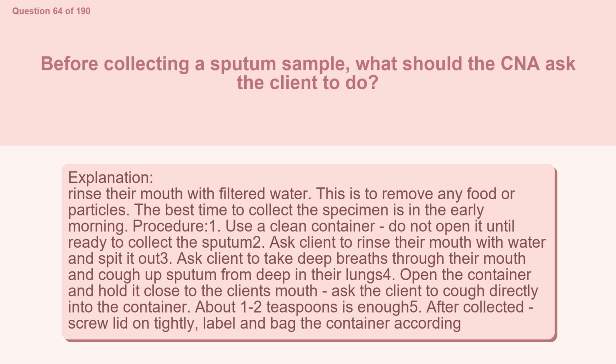Procedure. 1. Use a clean container, do not open it until ready to collect the sputum. 2. Ask client to rinse their mouth with water and spit it out. 3. Ask client to take deep breaths through their mouth and cough up sputum from deep in their lungs. 4. Open the container and hold it close to the client's mouth. Ask the client to cough directly into the container. About 1 to 2 teaspoons is enough. 5. After collected, screw lid on tightly, label and bag the container accordingly.